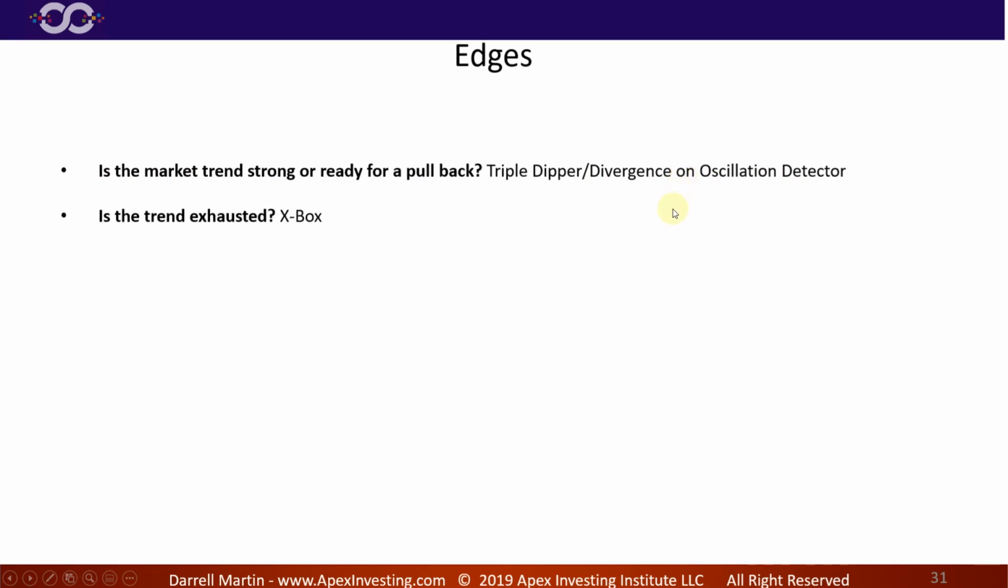Is the trend exhausted? That's an X box. Are buyers and sellers trapped? That's a trapped X box, which is, I mean, literally the last 9 trades we've taken in the room have been all trapped X boxes. And we saw one tonight that Grant took.